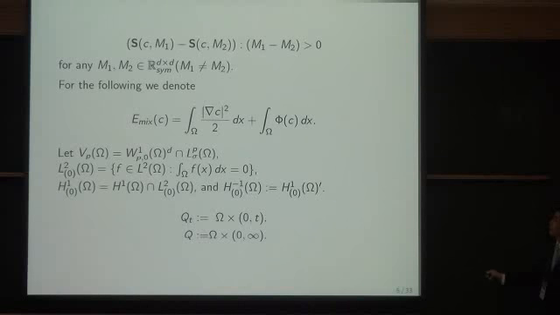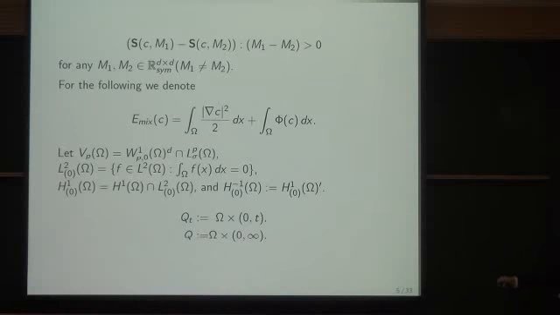And for the following, we denote E_mix(C). This quantity is the integral of the absolute value of nabla C to the power of 2, divided by 2, plus the integral of large psi of C. This sum we denote by E_mix(C).